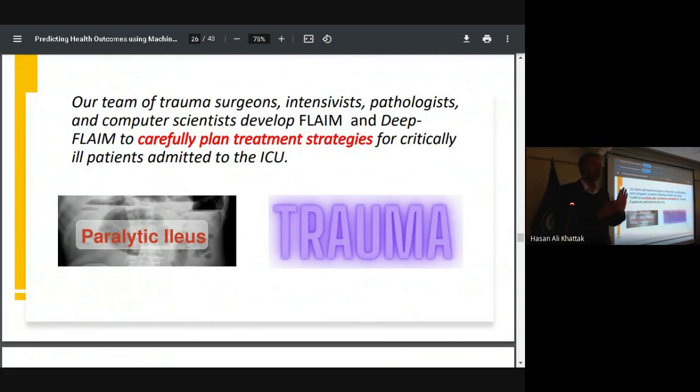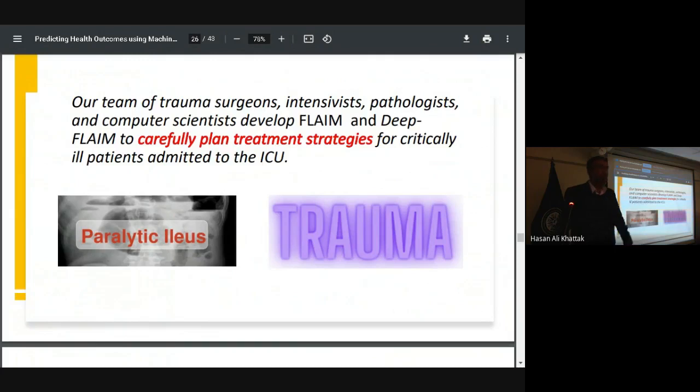First, we developed FLAME. Second, we developed DeepFLAME, based on the first algorithm. The purpose was to plan the treatment strategy for critically ill patients admitted to the ICU. And the sub use cases are the diseases that we picked: the first is paralytic ileus, and the second case was trauma.